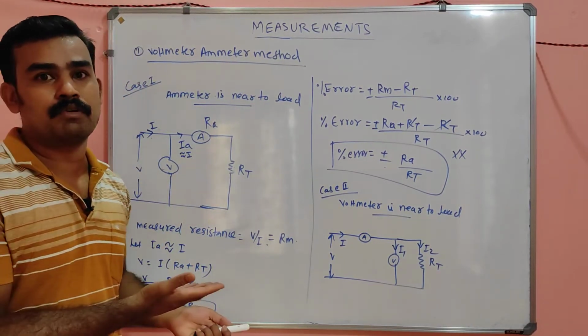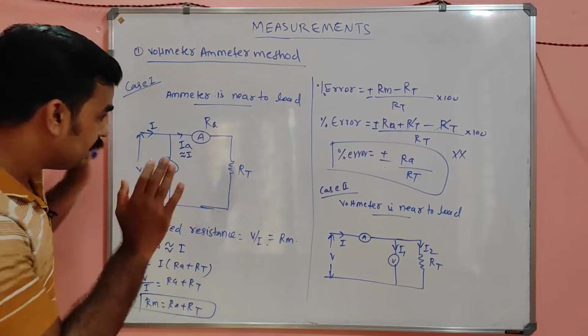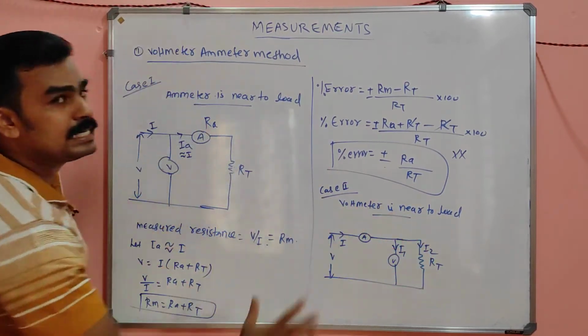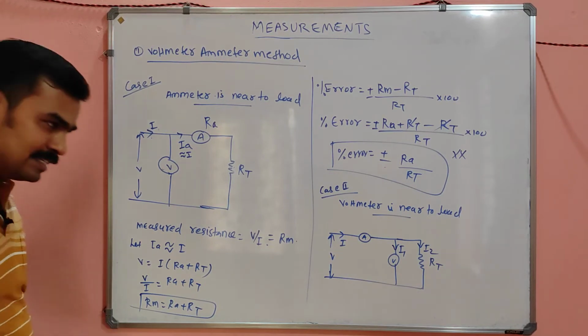So if we neglect that voltmeter, we can't find the error. That is the reason why we took separate conditions. Is it clear?